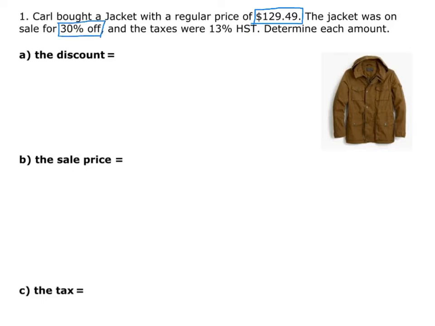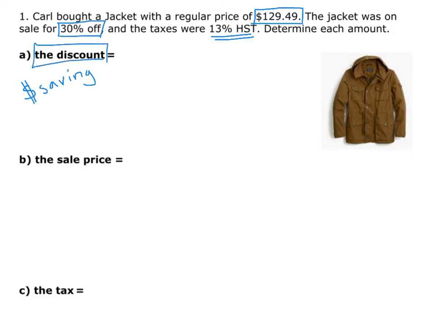So 30% is the discount. Remember, discount is just money that this person is saving. Okay, so that's what a discount is. How much money is the person saving? Okay, and then it says, so the jacket was 30% off and taxes were 13% HST. So we'll deal with the taxes later. Determine each amount.